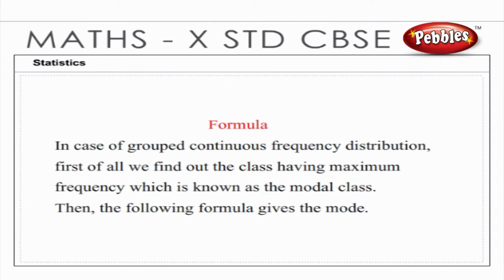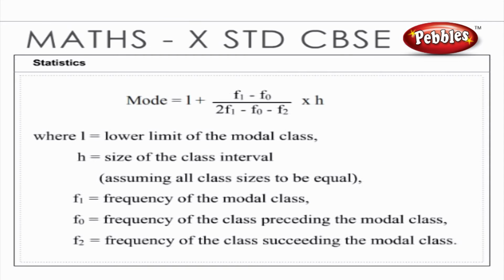Formula: in case of grouped continuous frequency distribution, first of all we find out the class having maximum frequency, which is known as the modal class. Then the following formula gives the mode. Mode equals L plus (f1 minus f0) by (2f1 minus f0 minus f2) into h, where L equals lower limit of the modal class, h equals size of the class interval, assuming all class sizes to be equal, f1 equals frequency of the modal class, f0 equals frequency of the class preceding the modal class, f2 equals frequency of the class succeeding the modal class.